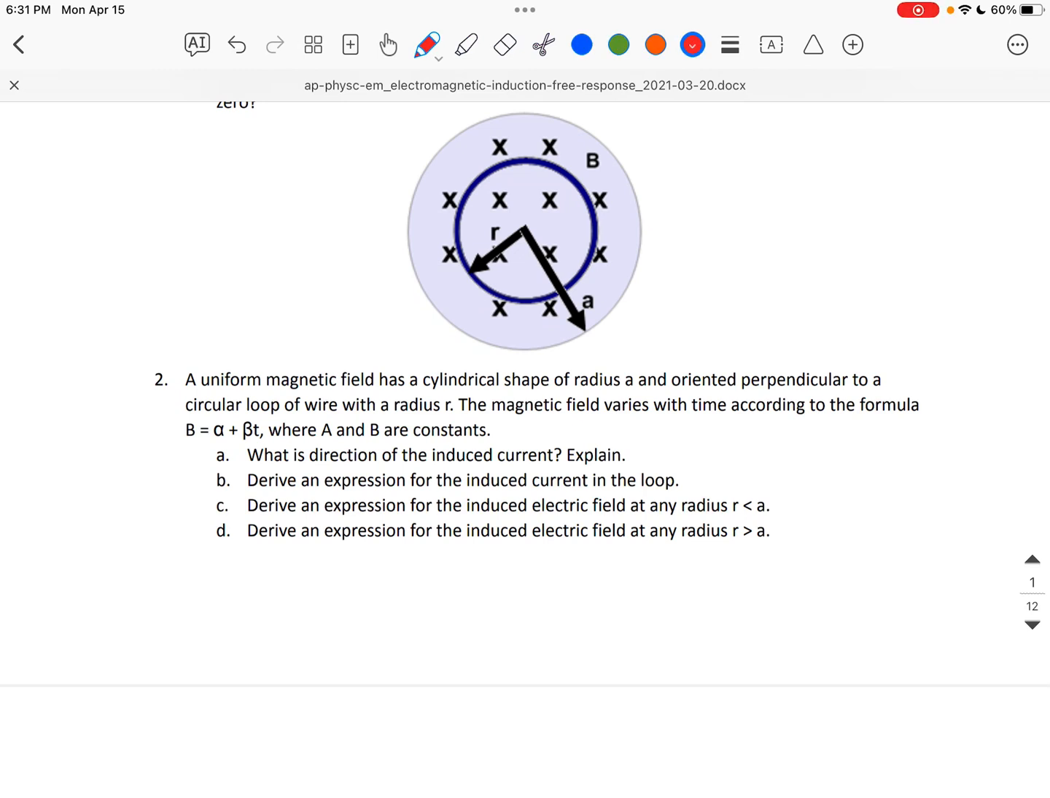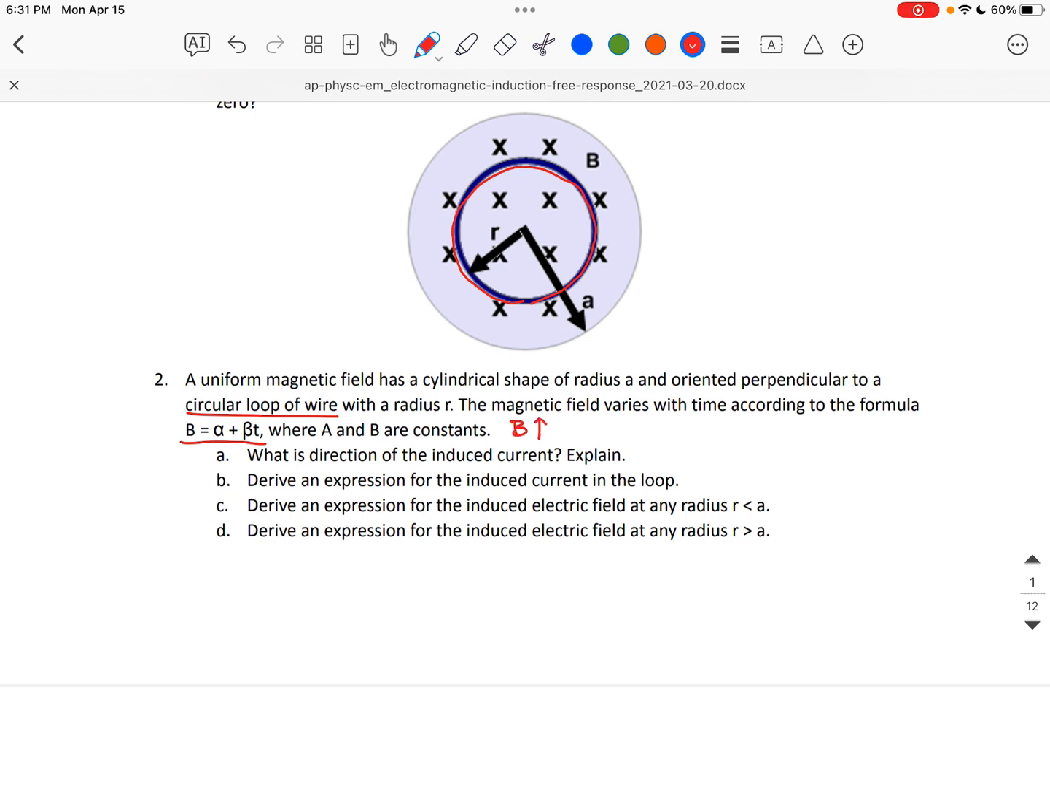Okay, so for number 2, we've got a magnetic field that's cylindrically shaped, and we've got a circular loop of wire within it. So that's this loop right here. And in this scenario, it tells us that the magnetic field is a function of time, and we can see that as time increases, the magnetic field increases.